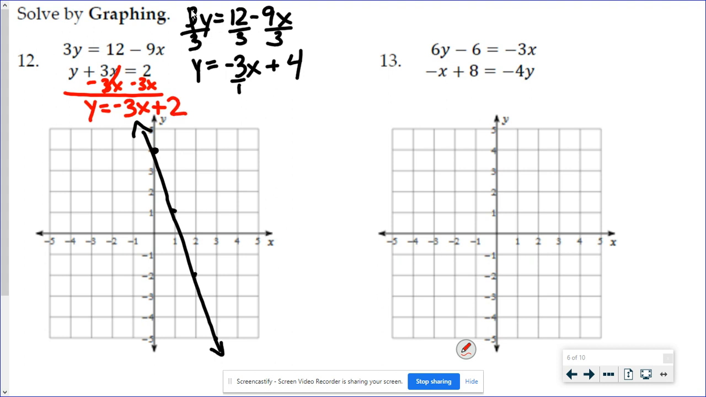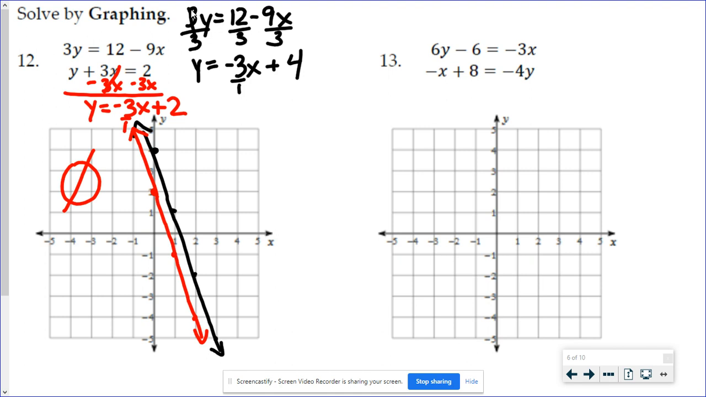Now, I want you to notice right now, the slopes are exactly the same, but the y-intercepts are different. You should know at this point this is going to be a no solution. This begins at positive 2, and I have a negative 3 slope. So these lines are close together, but they will never touch each other. Those are going to be parallel lines. This is no solution.